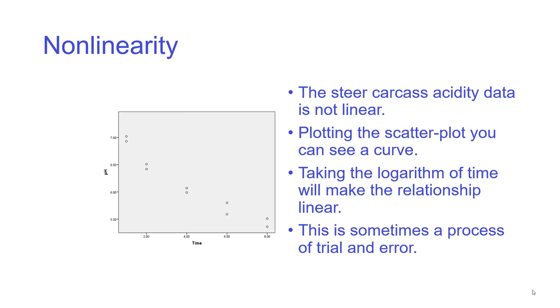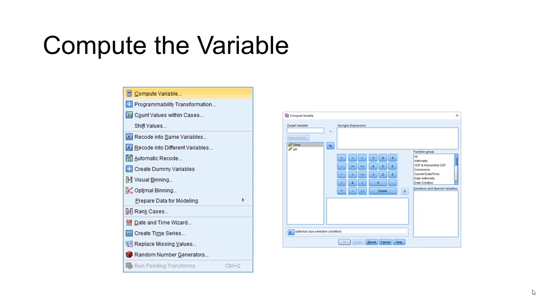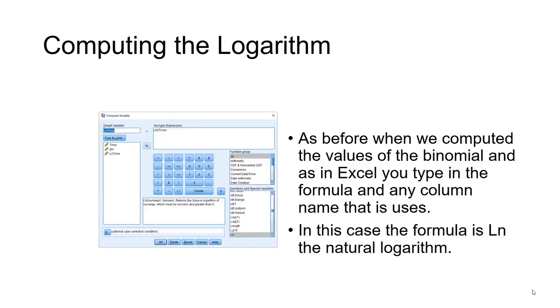So once you've got the idea that a logarithm will work, you need to do the transformation. Within SPSS, what you can do is Compute Variable. We've got two variables, which are the time and the pH. We want to click on Compute Variable. We then want to create a new column of data, the target variable, which is going to be called log natural of time. So it's just the logarithm of time.